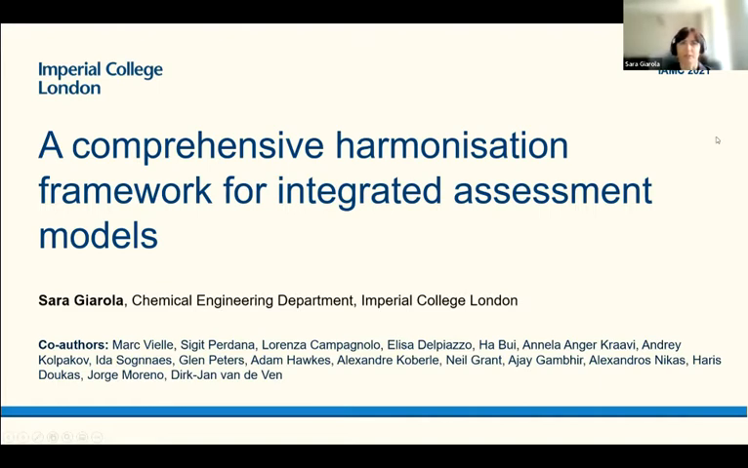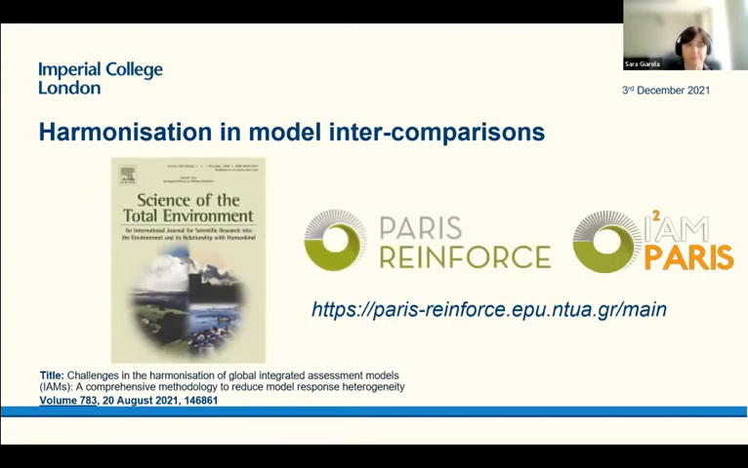So essentially we developed a stepwise approach for the harmonization, and that was used at the same time to reduce the variance across the models, as well as enable us to understand the behavior of the models themselves. If you're interested, we'll have further details in the paper that we published over the summer in Science of the Total Environment, and also on the Paris Reinforced website.